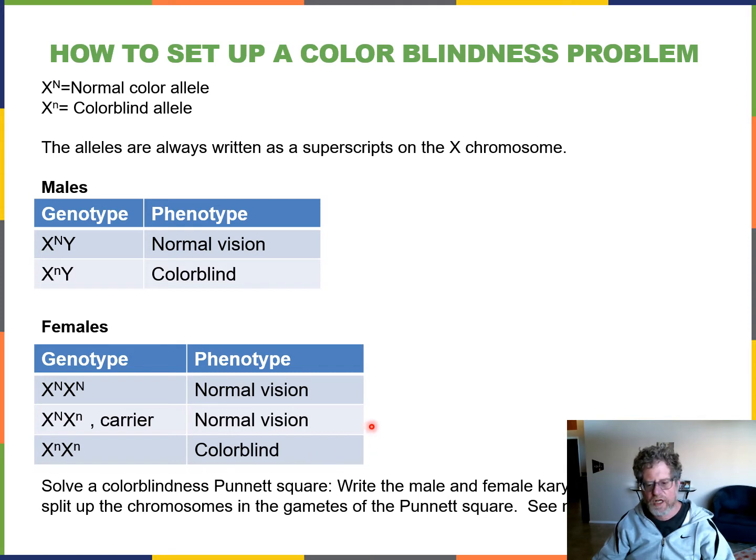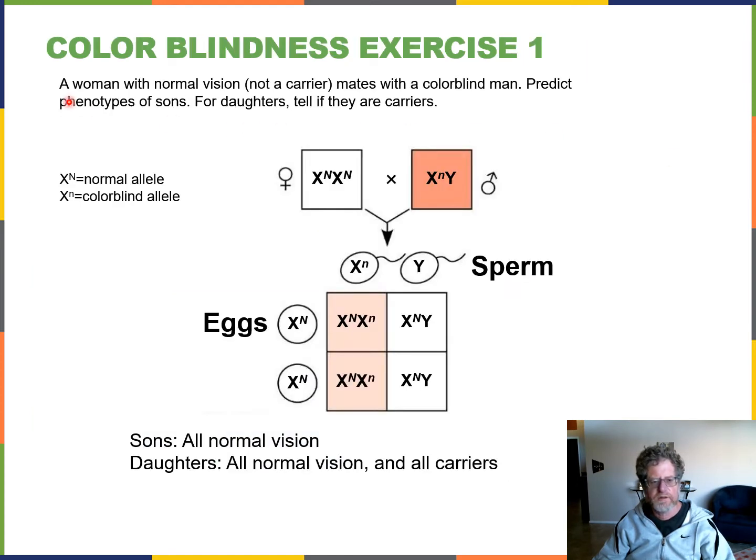Okay, so let's see how we solve a problem for colorblindness, and I'm sure I'll give you one of these on the exam. So a woman with normal vision, not a carrier, mates with a colorblind man. For the man, I'll just tell you whether he is colorblind or not. But for the woman, if she's not colorblind, I'll tell you whether she's a carrier or not. Predict the phenotypes of the sons, and for the daughters, also tell if they are carriers. Okay? So for the sons, well, let's just do it.